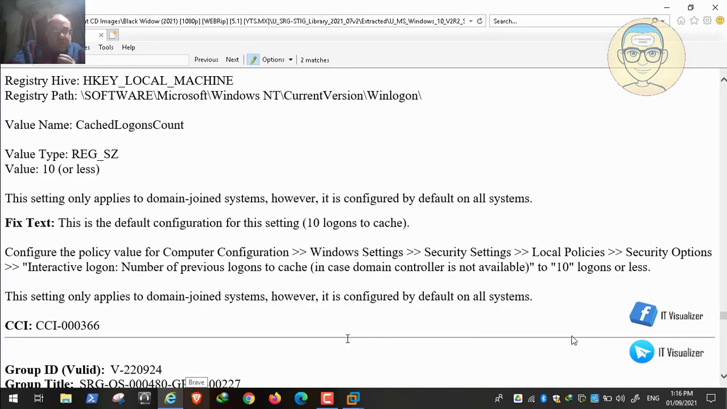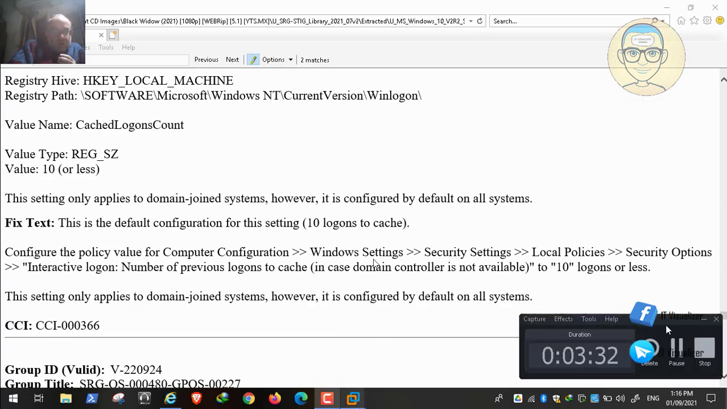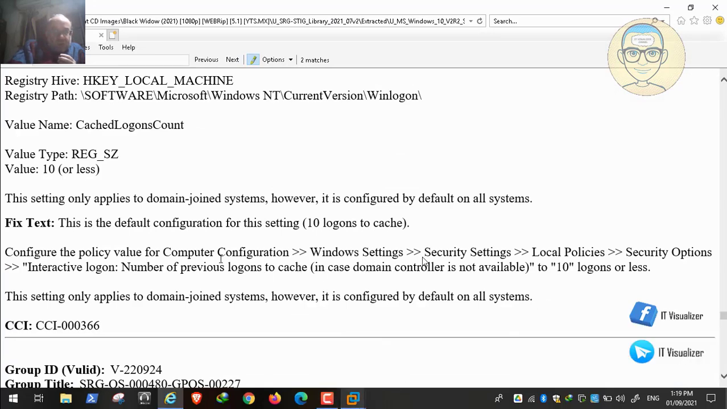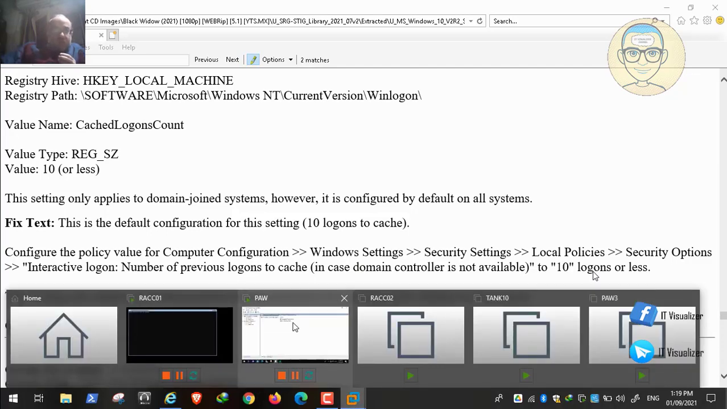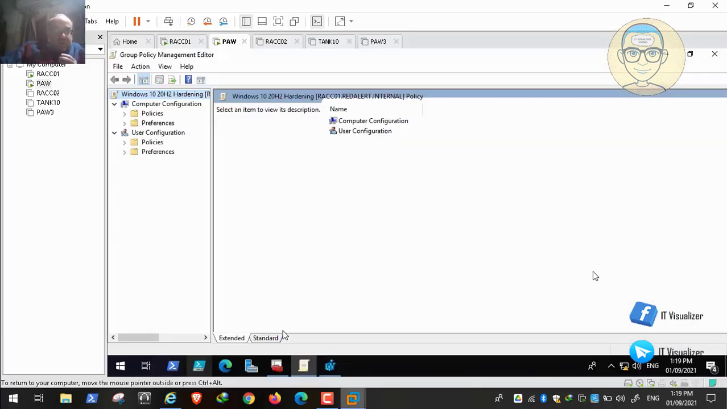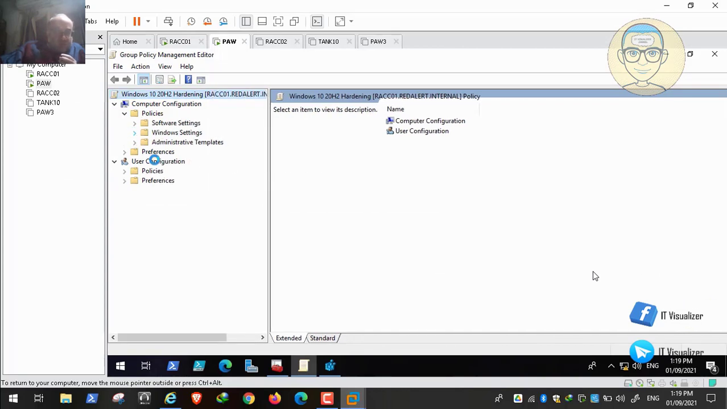So we need to set interactive logon, number of previous logons to cache, to 10 logons or less. I need to see if this option is already activated or not. It's not activated. We have confirmed this from the registry, but we need to make it work using the group policy. So we will go to the Windows settings.